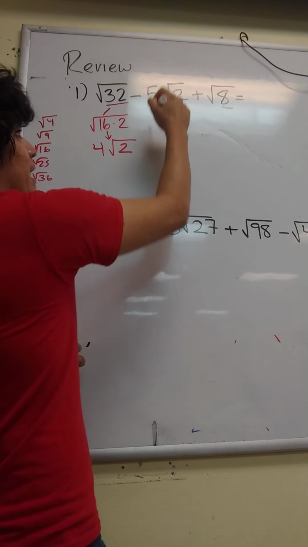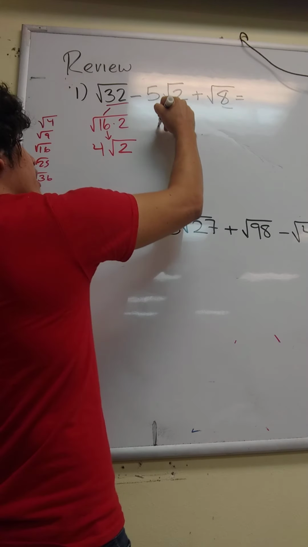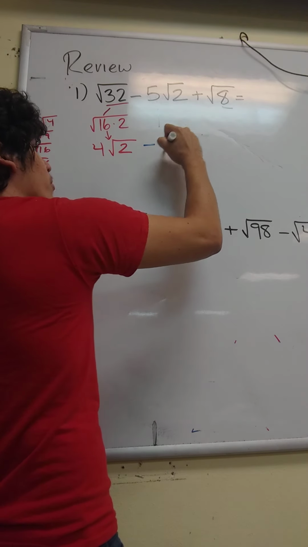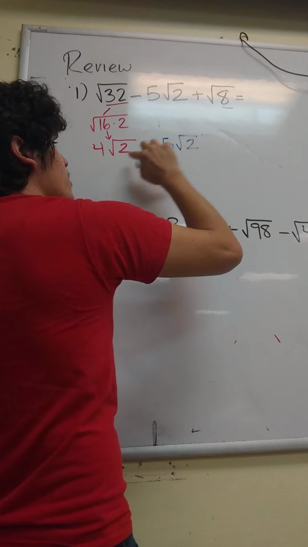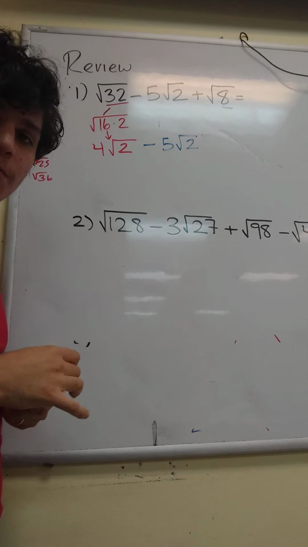On the 5, I can't do anything. That guy's already pretty simplified, so I'm just going to go ahead and bring him down. There we go. 5 square root of 2. Excellent. Notice how these two are the same. Now the square root of 8. Well, that one's not too hard to figure out.